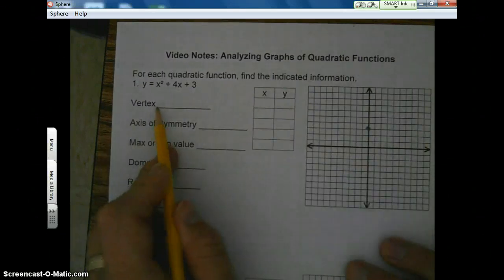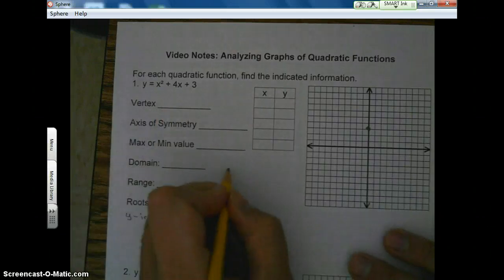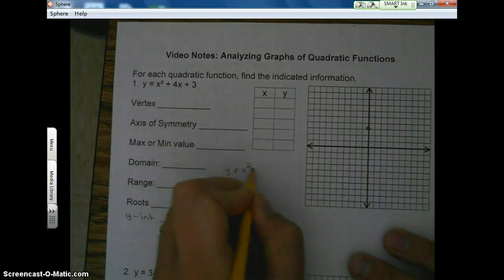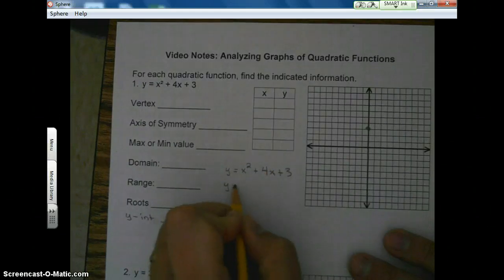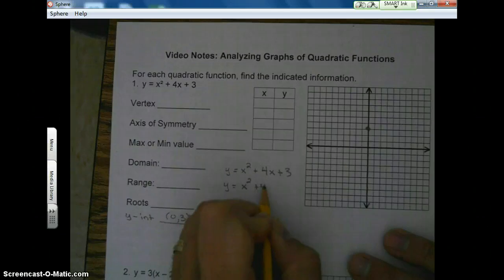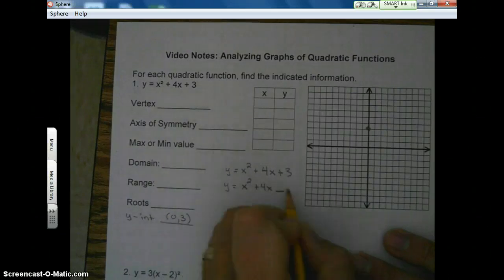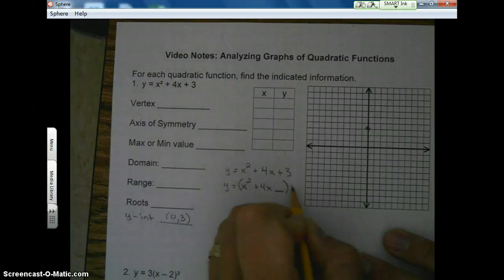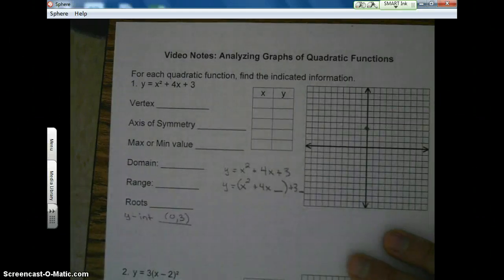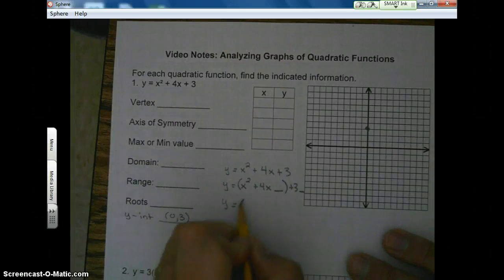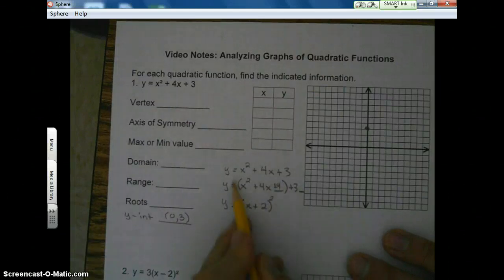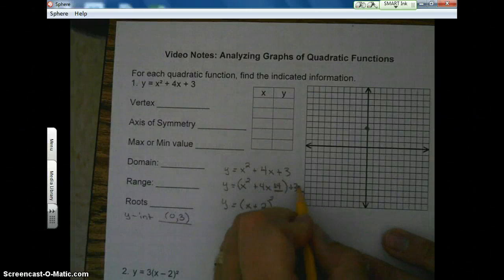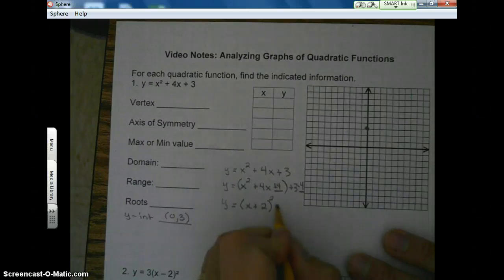So the first information they want is the vertex. So let's change to vertex form. Well, since my A value is a 1, I can go straight to changing forms. So I'm going to put a blank after the 4x and move the 3 over, and then a blank after the 3. Okay, changing forms. Remember, half of 4 is 2. 2 squared is 4. Since we didn't factor anything out, we can just cancel the 4. So minus 4, and we get negative 1.